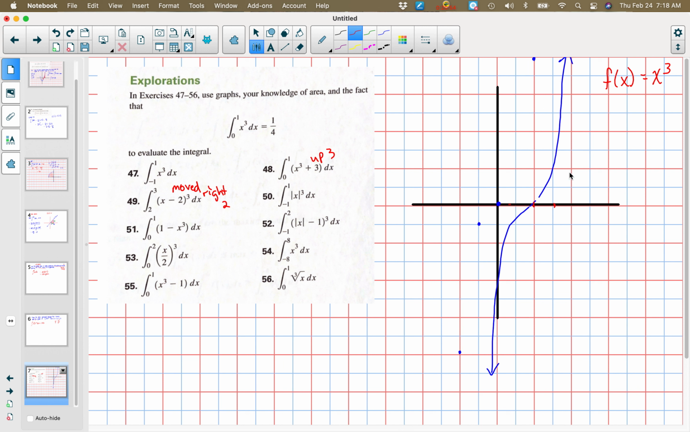I'm not going to go on, but that's kind of what you're doing on all of these. So think about the graph. You can graph it on your calculator, I guess, if you needed to, but just use that idea to come up with those.